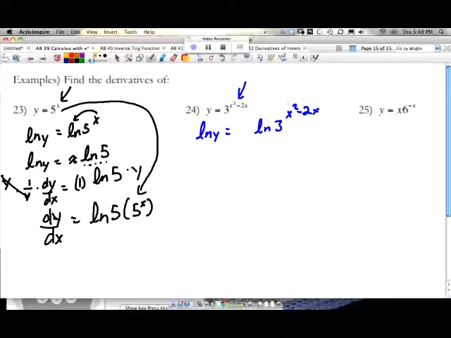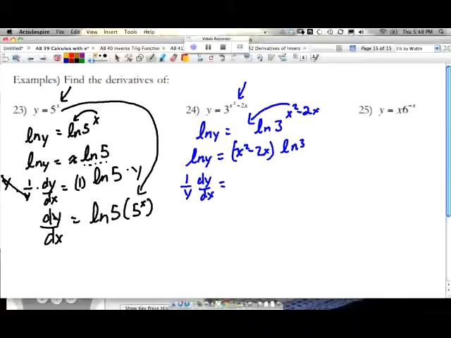So I'm going to drop this down here. That's going to give me natural log of y equals x squared minus 2x times natural log of 3. Natural log of 3 is a constant. Ignore it. It'll tag along. Take the derivative implicitly of each part. Again, we got the 1 over y dy dx, because that's the derivative of natural log of y. We've done that before. Derivative of this piece here, x squared minus 2x, becomes 2x minus 2, and then this constant still tags along there.